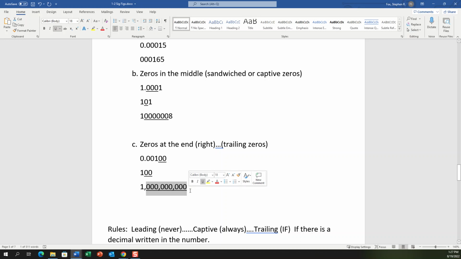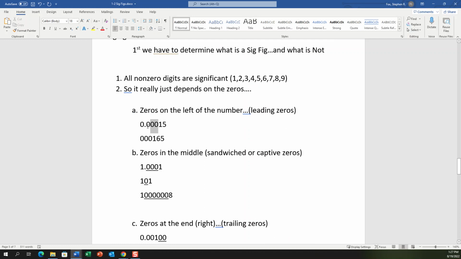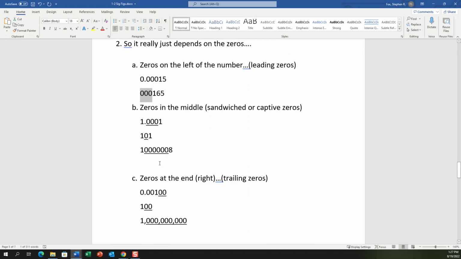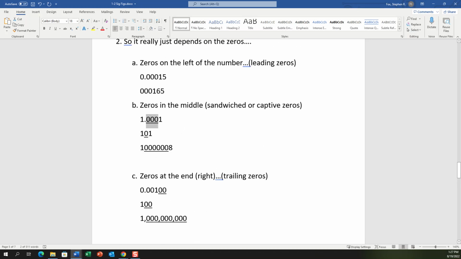Okay, so it's pretty easy. The rules are leading zeros are never significant. So these zeros right here, not significant. These zeros right here, not significant. Okay, leading zeros never significant. That's the rule for leading zeros. Captive zeros always significant. So these zeros right here, they're captive, significant. This zero right here, captive, significant. These zeros right here, they're captive, so they're significant. Okay, so these zeros right here, not, because they're leading. Leadings are never. Captive are always, so all these zeros right here would be significant.